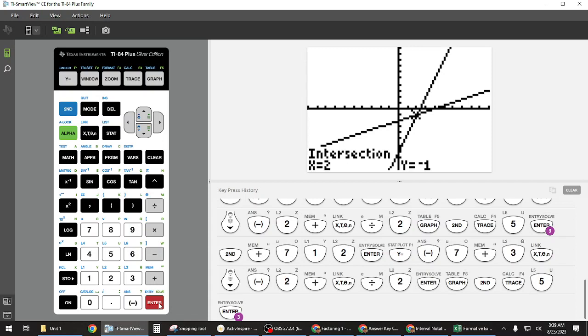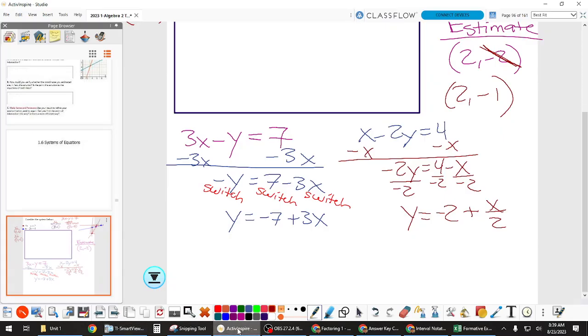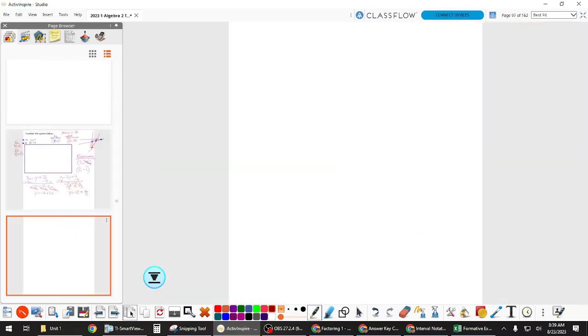Guys, that's solving by graphing. You graph the lines, you find out where they cross, and your solution is where they cross. We might deal with linear quadratic. Let me sketch one real quick. Maybe we have a line and a parabola.